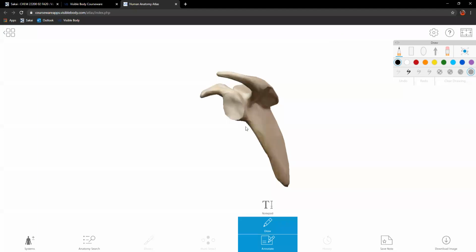Okay, so now we're looking at a different angle here. Now we're looking at the lateral side of the scapula here. So again, here's our spine right here, and then our acromion process. Back here is our medial border, our lateral border right here, just to get our bearings here.